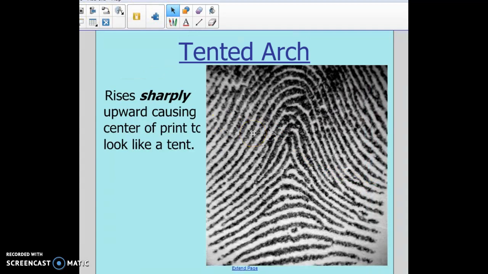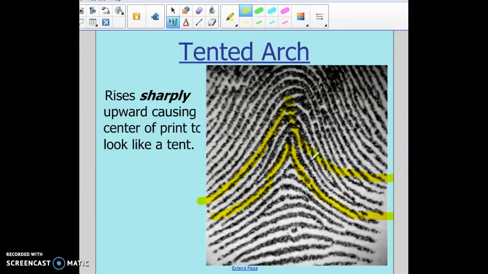The other type of arch, so there's 2 kinds of arches: plain arches and tented arches. Both do the same thing. They both enter one side, rise up, and then exit the opposite side. The difference is how sharply they rise up in the center. A tented arch, you can see the ridges start here, but they go up really sharply. They fall down sharply, and then they exit the opposite side.